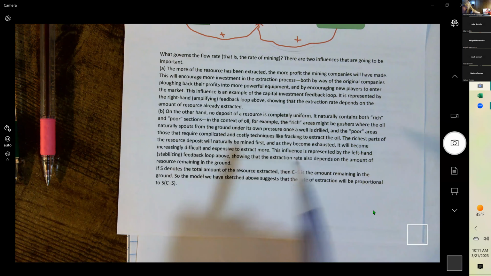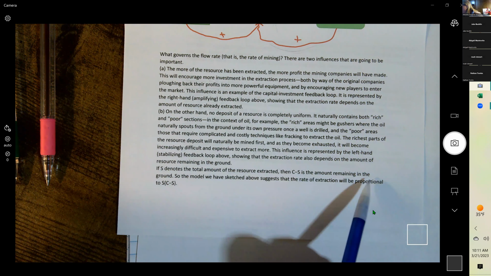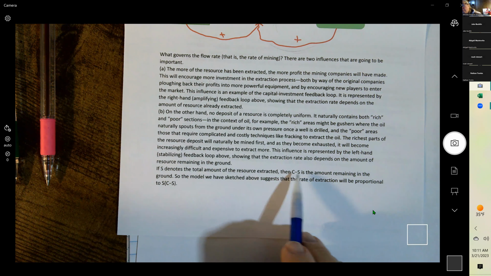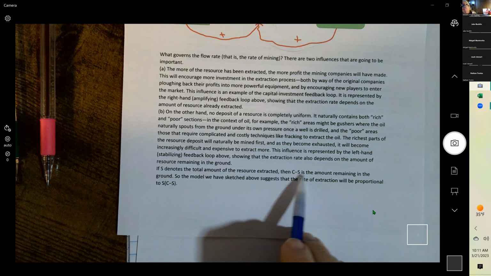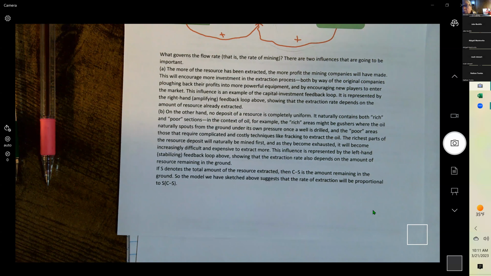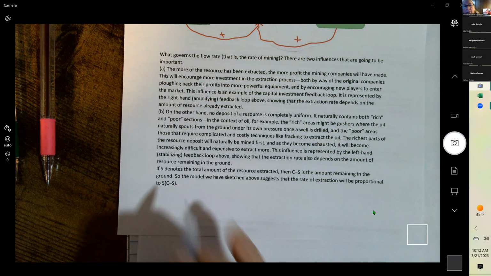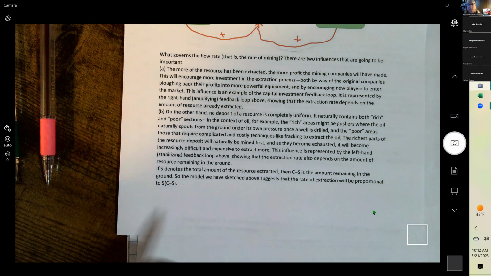If S denotes the total amount of resources extracted, then C minus S is the amount remaining. Because remember, C is the total capacity that's in there. And so if S is the amount taken out, if you subtract them, it's how much is left in the ground. So the model we have sketched above suggests that the rate of extraction will be proportional to S times (C minus S), the amount extracted times the amount that's left inside.